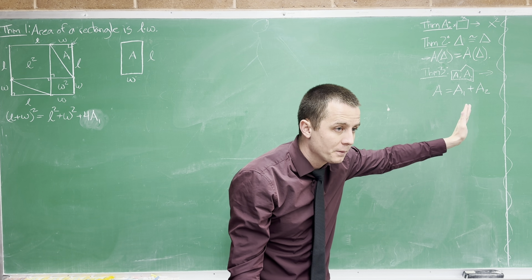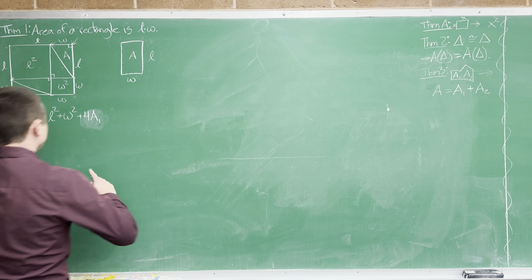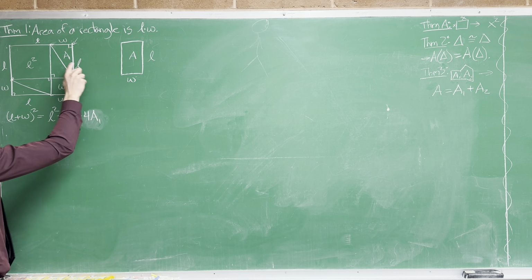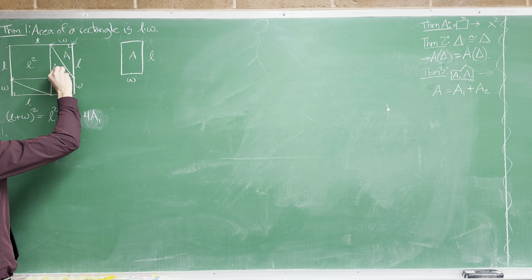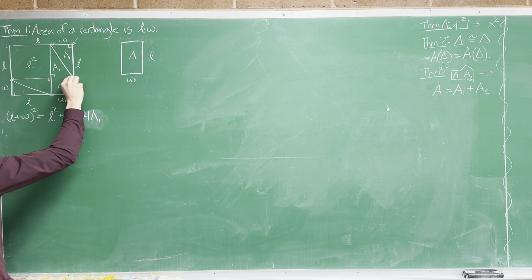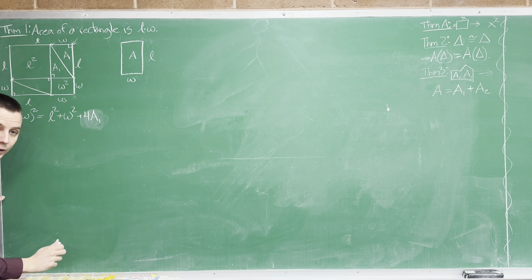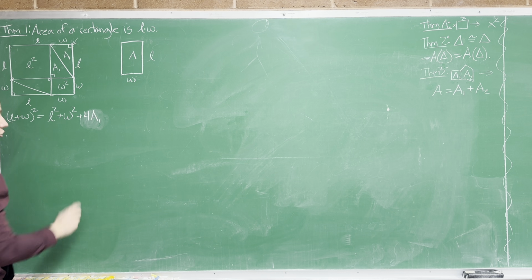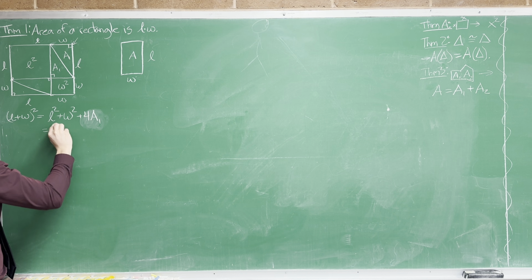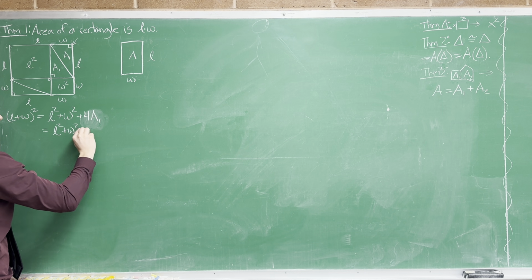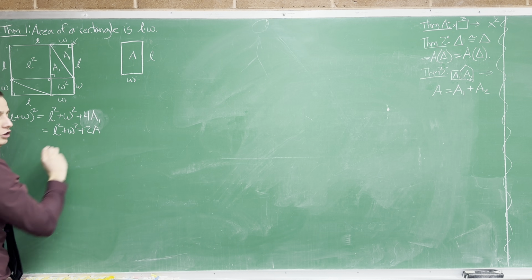You with me? Yeah. Finally, how does the area we're looking for compare to A1? Twice as big. It's twice as big. Now we can say that because this is A1, and this is A1, and together we know that they give us the area of the rectangle we care about. So 4A1 is the same as 2A. You with me? Yes. Okay, so this is equal to L squared plus W squared plus 2A. No cheating? Yep.